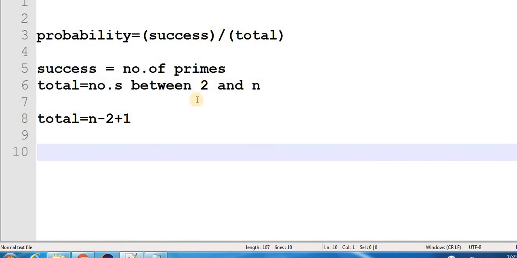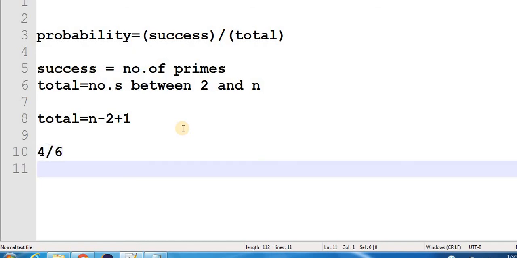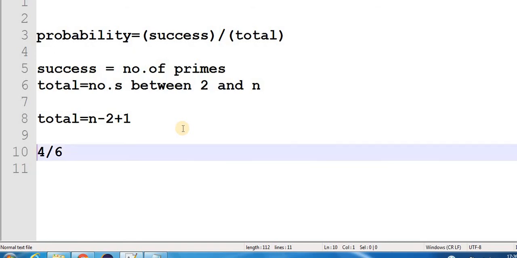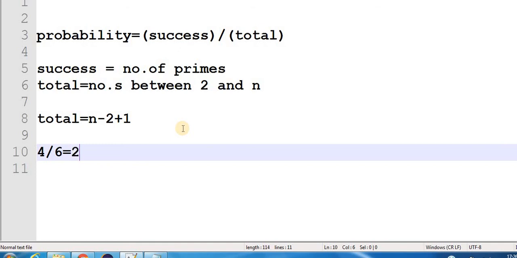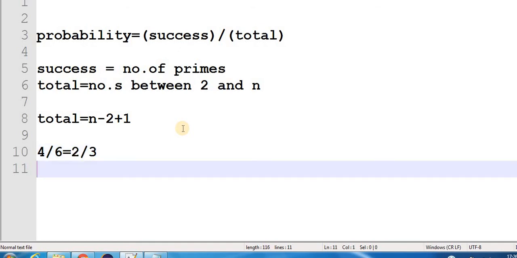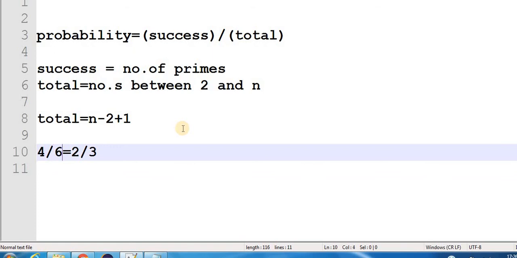Okay, so next, what is an irreducible fraction? If we are given a fraction like 4 by 6, we can further simplify it by dividing both numerator and denominator by 2, giving 2 by 3, which cannot be further reduced. So an irreducible fraction is one which cannot be further reduced. Our aim is to give an output as an irreducible fraction.